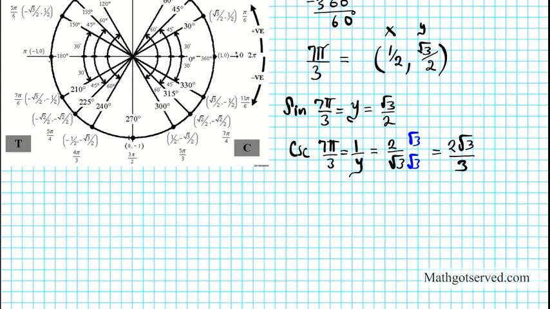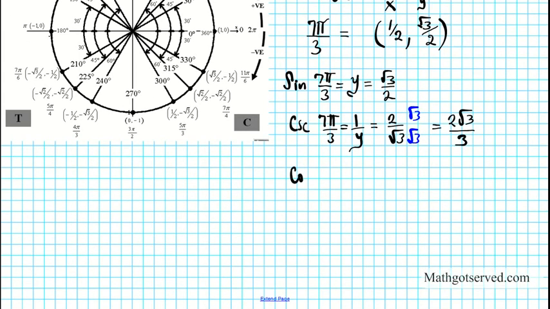Sine and its reciprocal. Now let's go to cosine. Cosine 7 pi over 3. If you look at your unit circle ratios, cosine is the x-coordinate of the point on the unit circle, which is 1/2. Okay? Secant of 7 pi over 3 is 1 over x, the reciprocal of cosine. So if I reciprocate 1/2, I'll end up with 2.